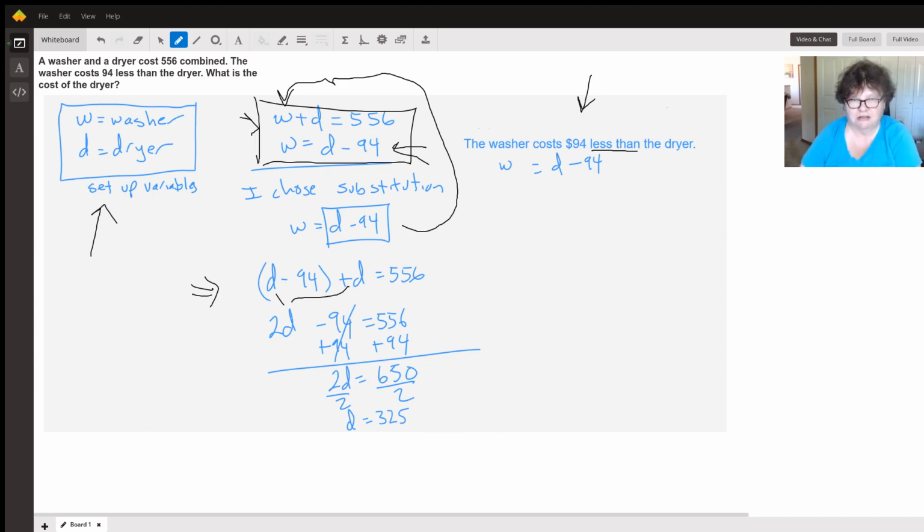The hardest part about this is setting up the equations. So set up the variables, then just take your time and think about the subtraction. Whenever it says less than, you're going to switch it around. You'll be able to do these every time. I hope this was helpful to you. Good luck with this.